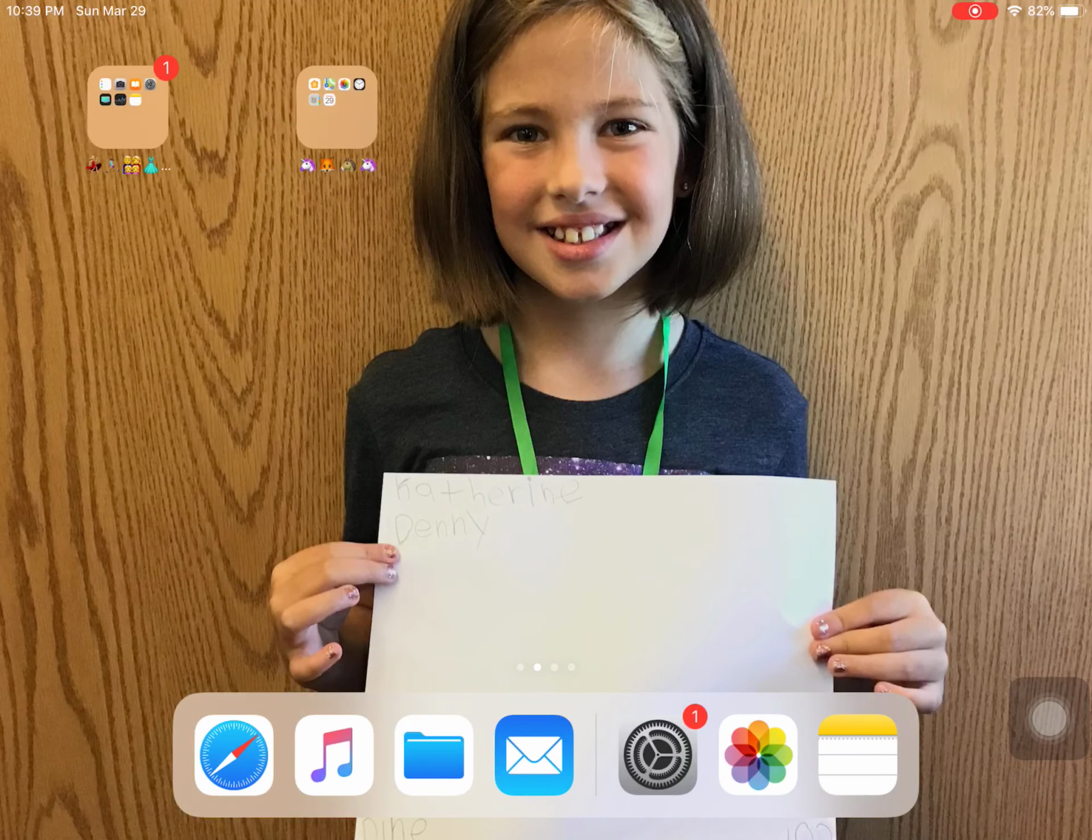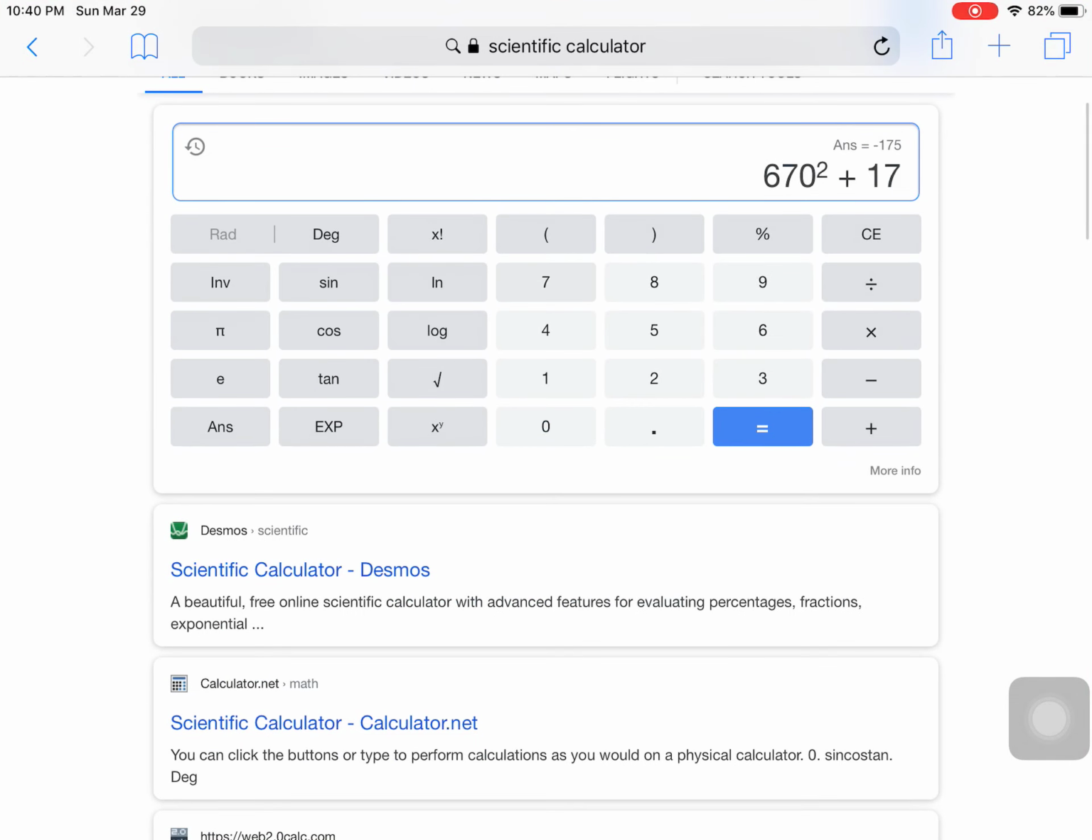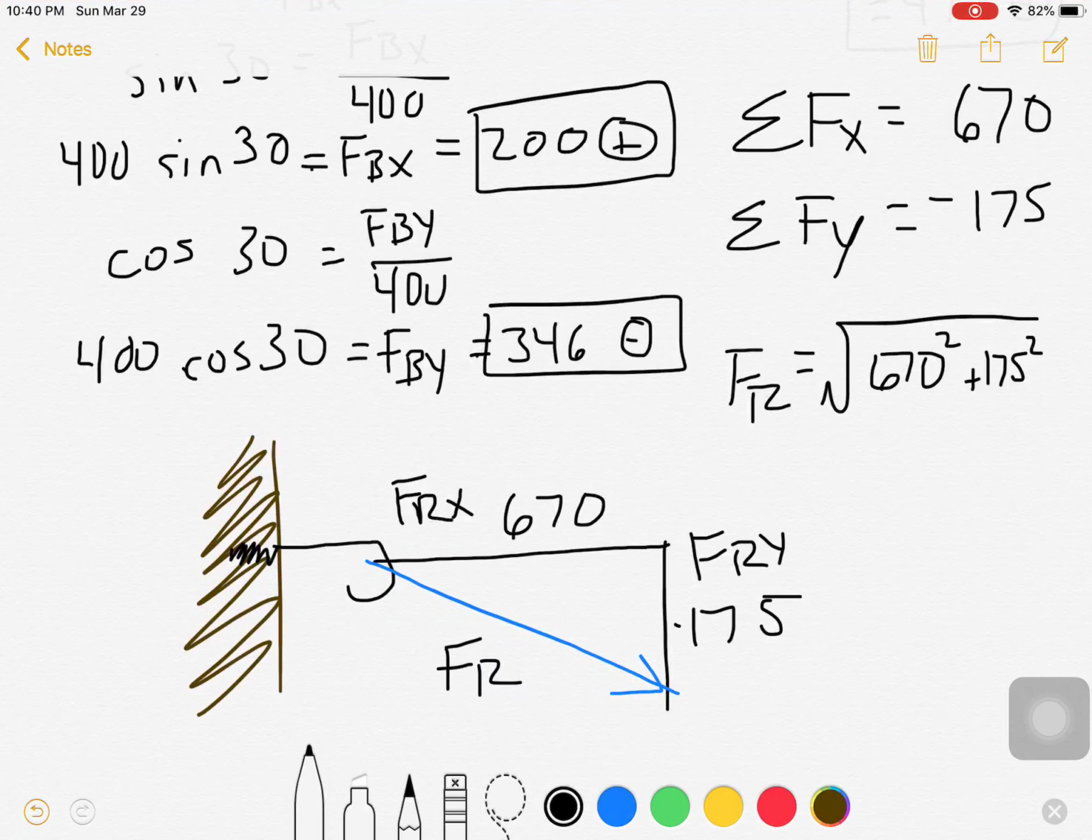Forgot the other number. Hold on. 175. So we have that. We'll go ahead and take the square root of our answer. We'll find it's 692. So this is 692.